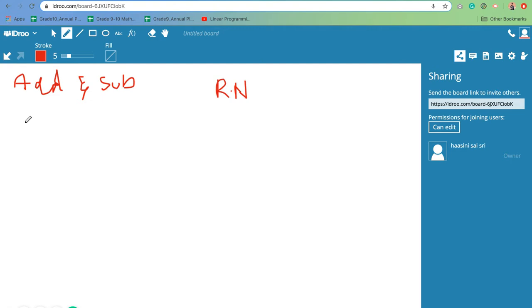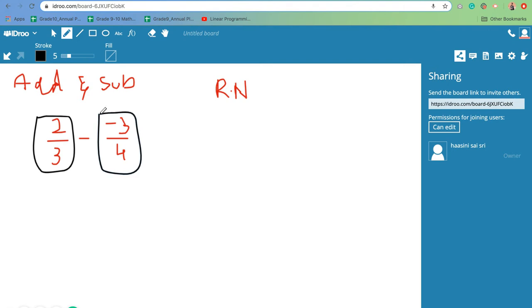Let's take an example like 2 by 3 is being subtracted from negative 3 upon 4. This is the question. Now what are the rational numbers here? The rational numbers here will be 2 upon 3 is 1. This is one rational number. The other rational number is this. Now, what is the process I'm going to follow?